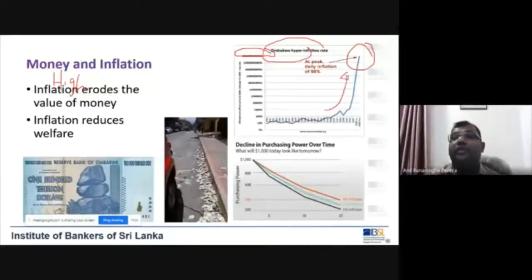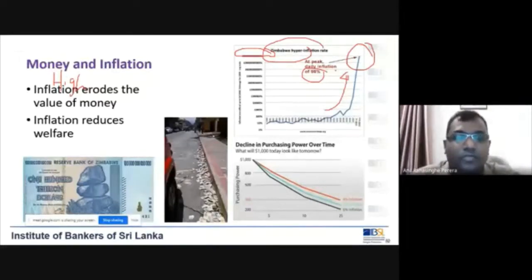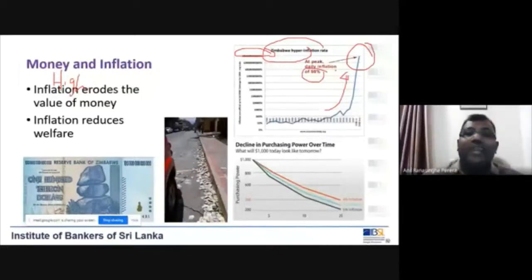At peak, the daily inflation rate was 90%, 98%. So every second prices would change. Every day prices would double. 98% means it's huge, rapid inflation driven by monetary expansion, undue monetary expansion. So that reduces the value of money. So this Zimbabwean dollar, I think, is very good evidence for that.